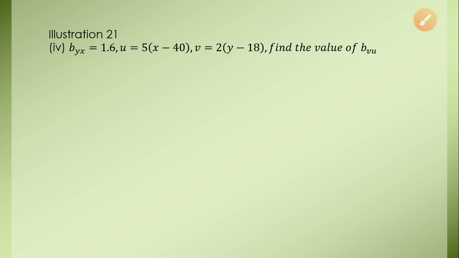So let's move to illustration number 21, sub question number 4. Byx is equal to 1.6. U is equal to 5 into x minus 40. V is equal to 2 into y minus 18. Find the value of Bvu. As I told you, Cx and Cy are the main matter. Here the digits are multiplied, not divided.